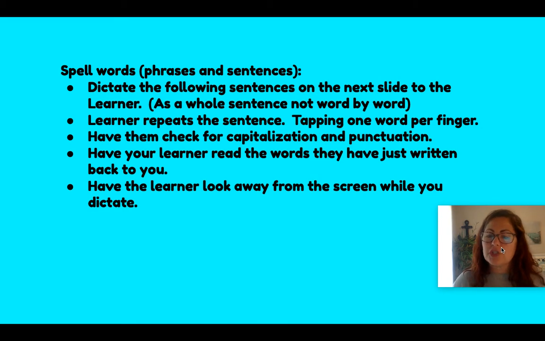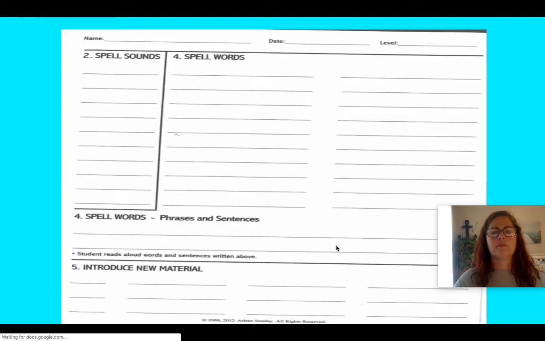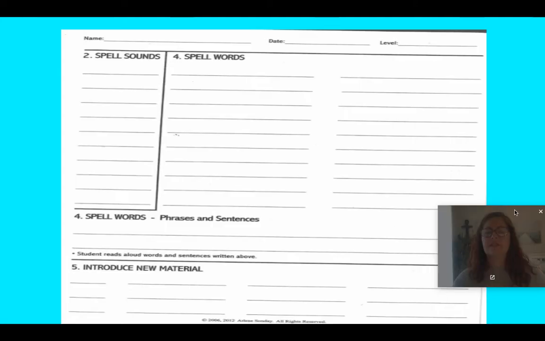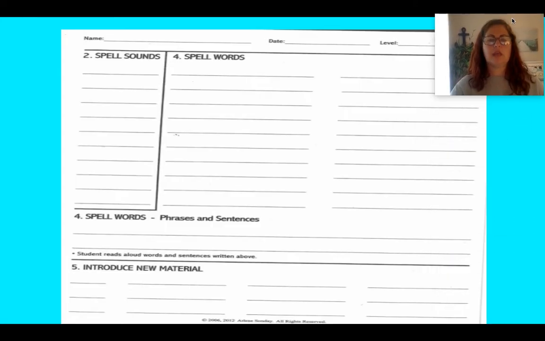The next ones are just phrases, but in the future, if it is a sentence, they will check for capitalization and punctuation. Also, when they're finished, have the learner read the words they've just written back to you as a phrase. Okay, so in this portion, they would write these phrases in this section of the paper.